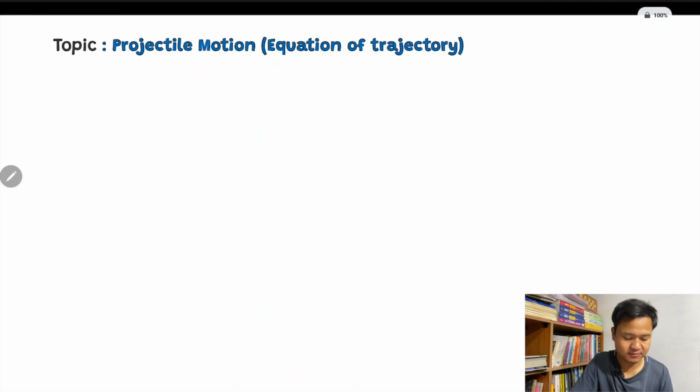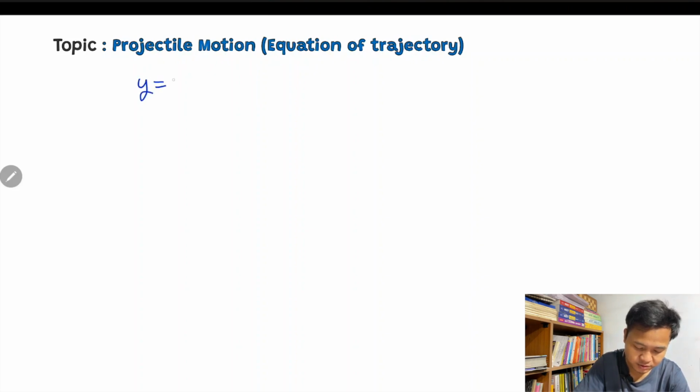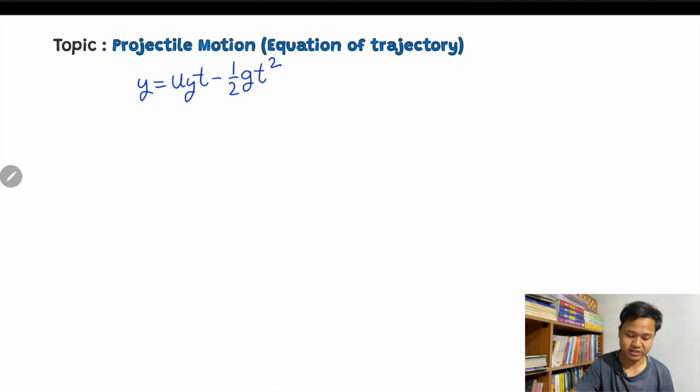Next, in projectile motion, the path of a projectile is a parabola. Therefore you can write the equation of that path, and that equation is called the equation of trajectory. So we have y equals uy into t minus half g t square, and along x, x equals ux into t.